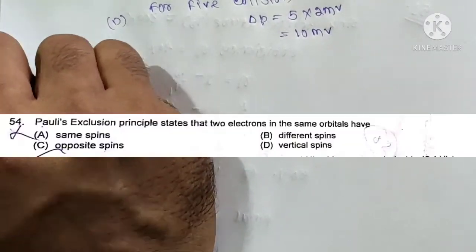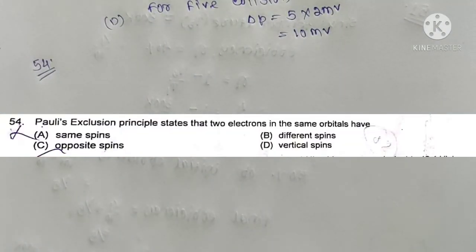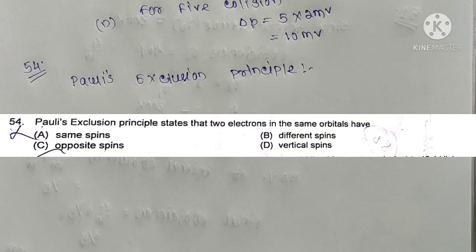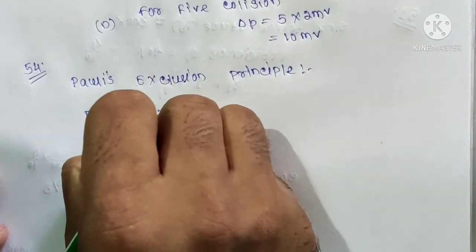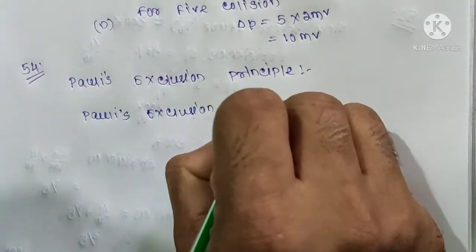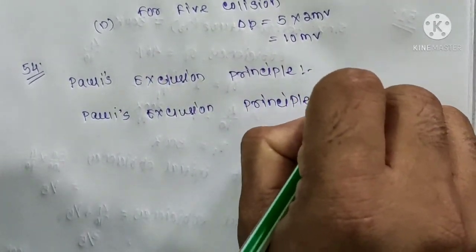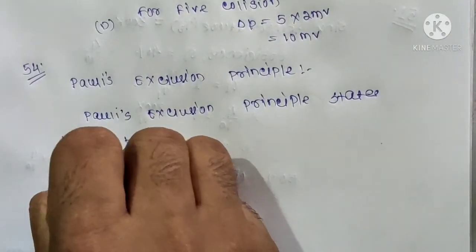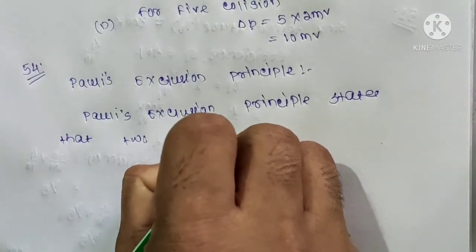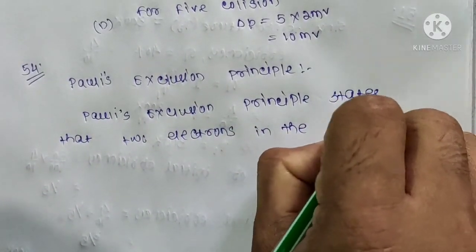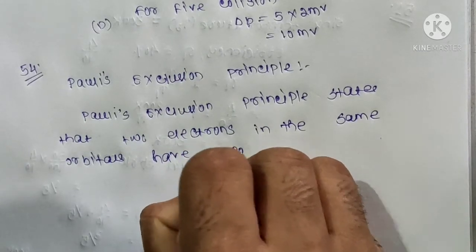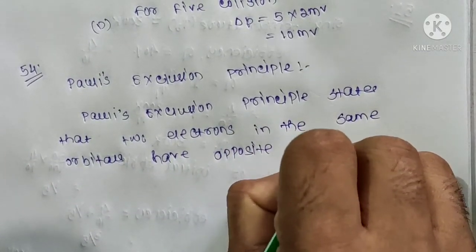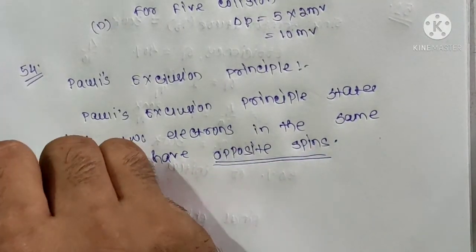Question number 54. Pauli's exclusion principle states that two electrons in the same orbitals have? देखो, पाउली एक्सक्लूजन प्रिंसिपल के स्टेटमेंट, एंड वी नो दैट Pauli's exclusion principle states that two electrons in the same orbitals have opposite spins. So ये याद रखना है. So your correct option is option C.